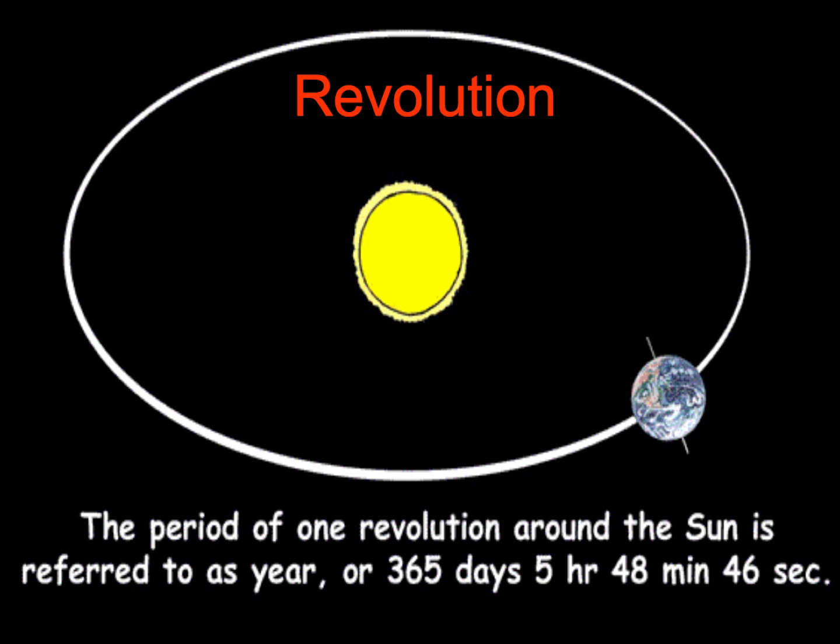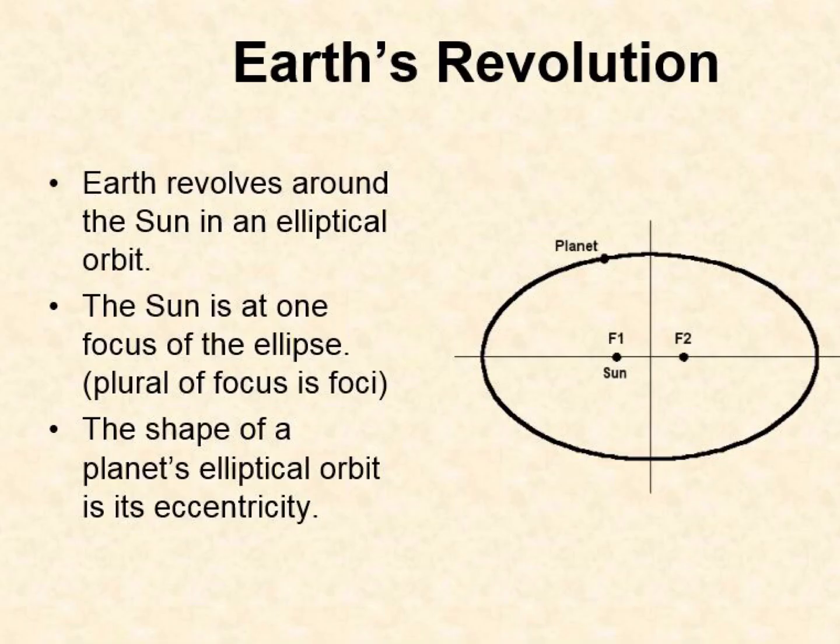Again, I mentioned earlier that revolution takes about 365.25 days, but you'll notice that even that number is rounded. So every once in a while, we actually have to throw in not only a leap year, but even sometimes a leap second has to be taken off in order to keep everything lined up properly. Earth does not revolve around the sun in a perfect circular orbit. It follows an elliptical or egg-shaped path.